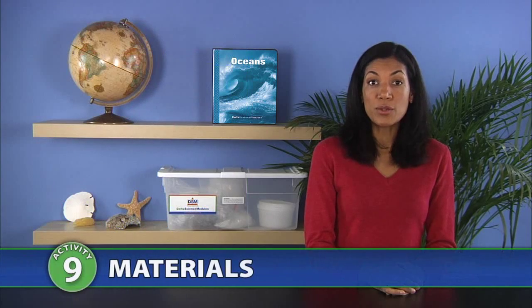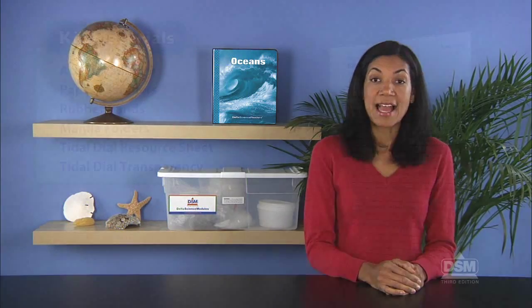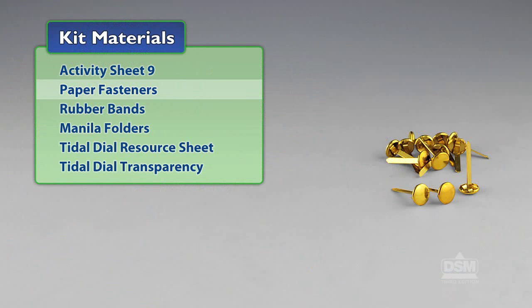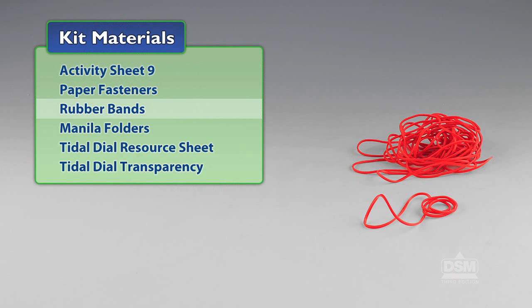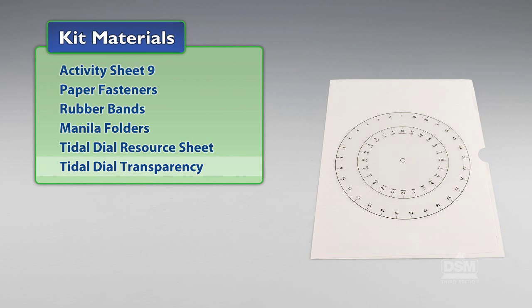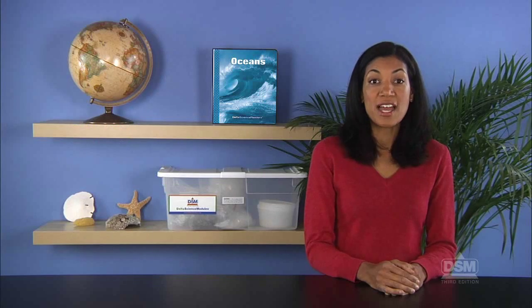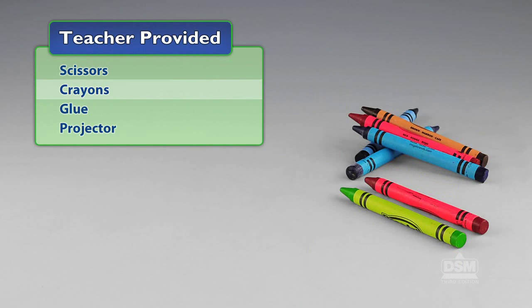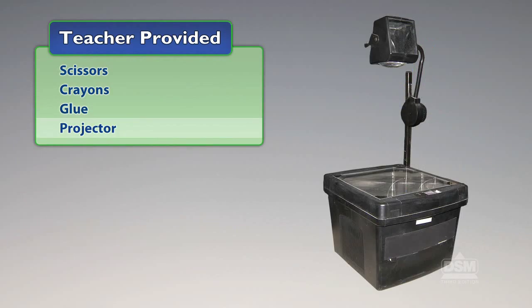You will need the following materials from the kit: Activity Sheet 9, paper fasteners, rubber bands, manila folders, Tidal Dial resource sheet, and the Tidal Dial transparency. You will also need to provide scissors, crayons, glue, and a projector.